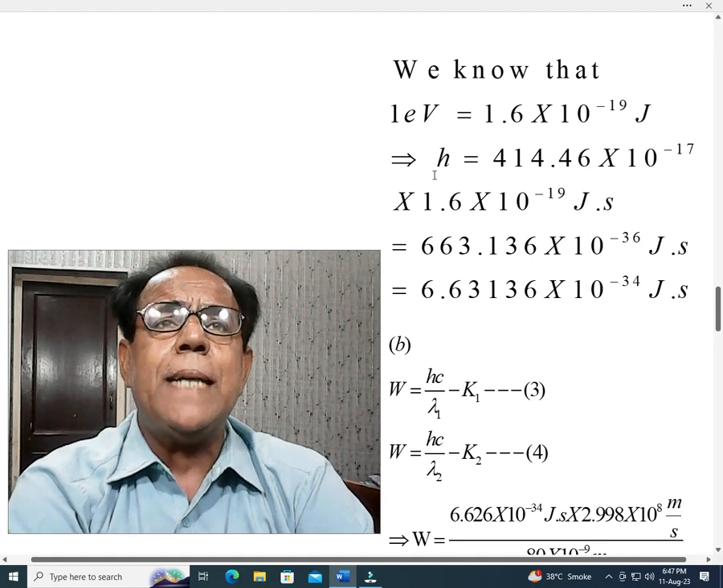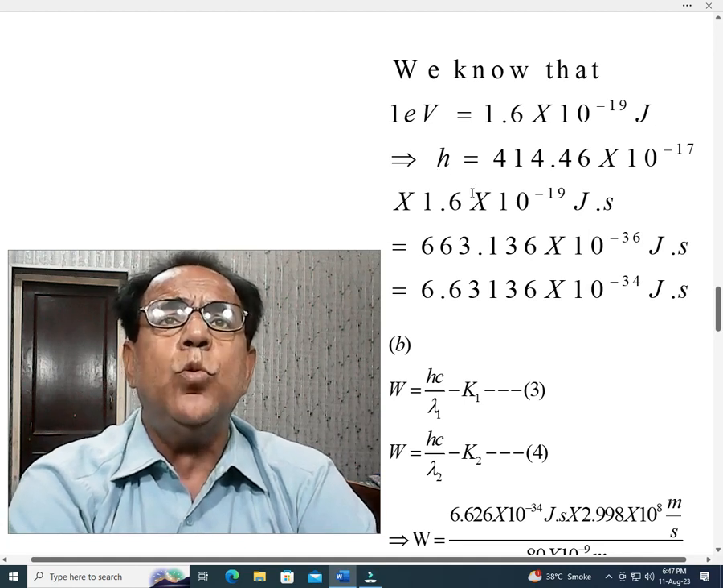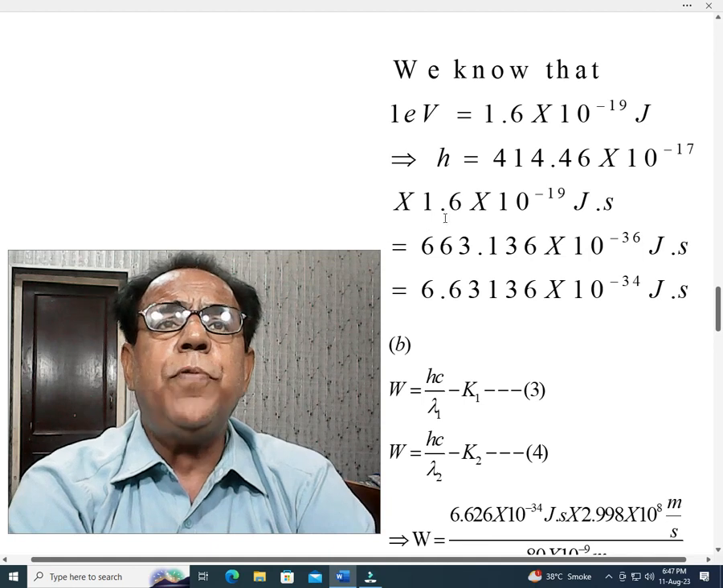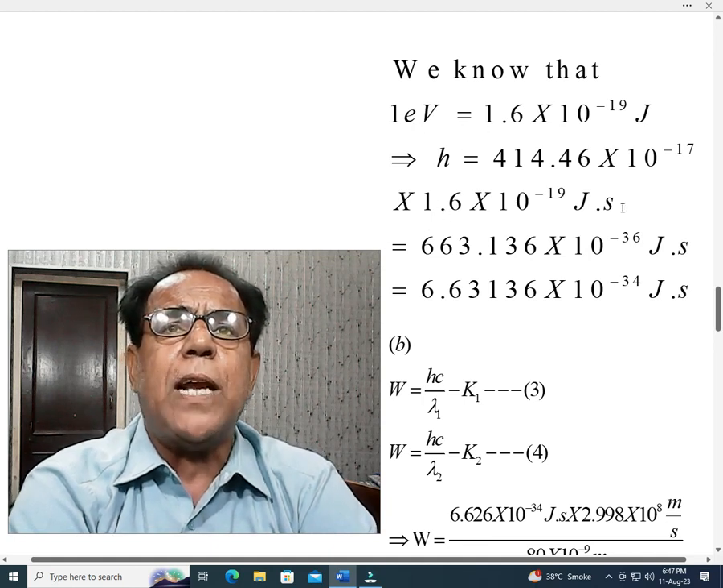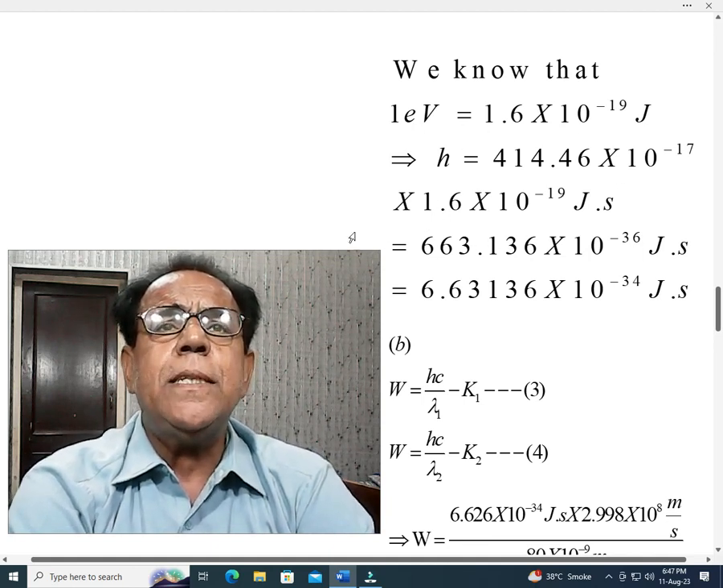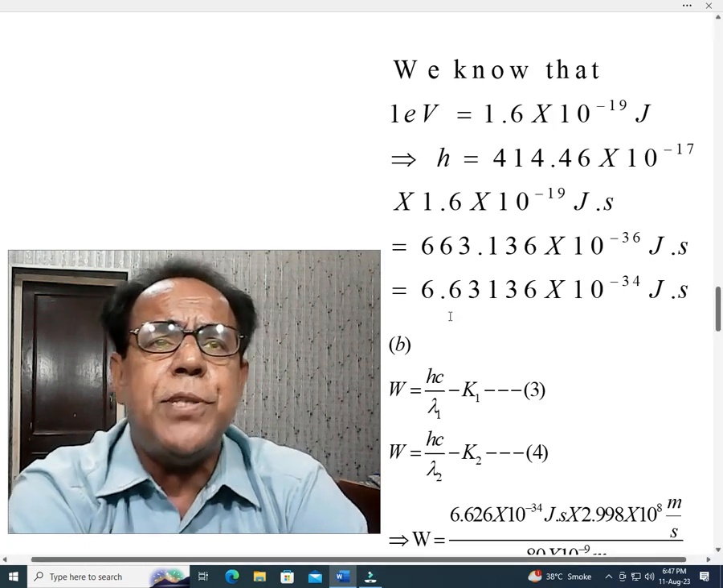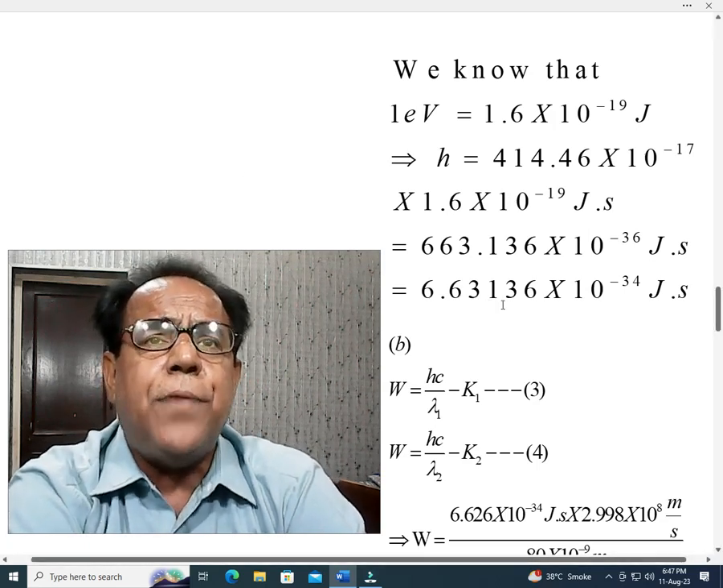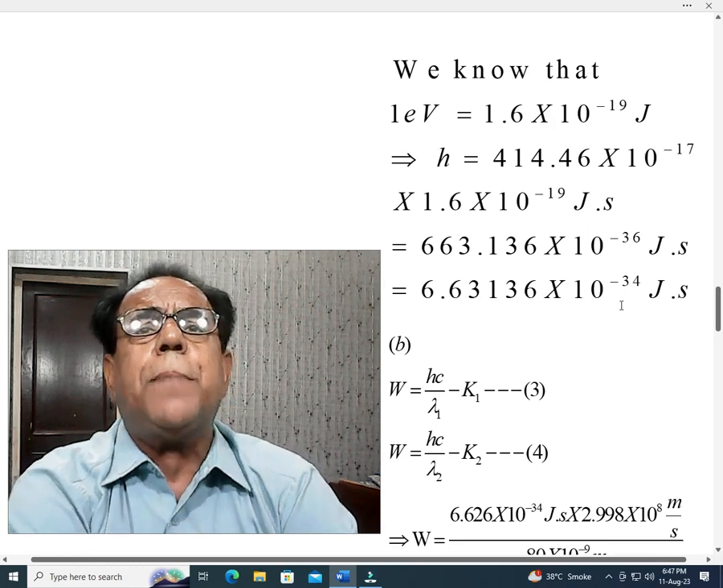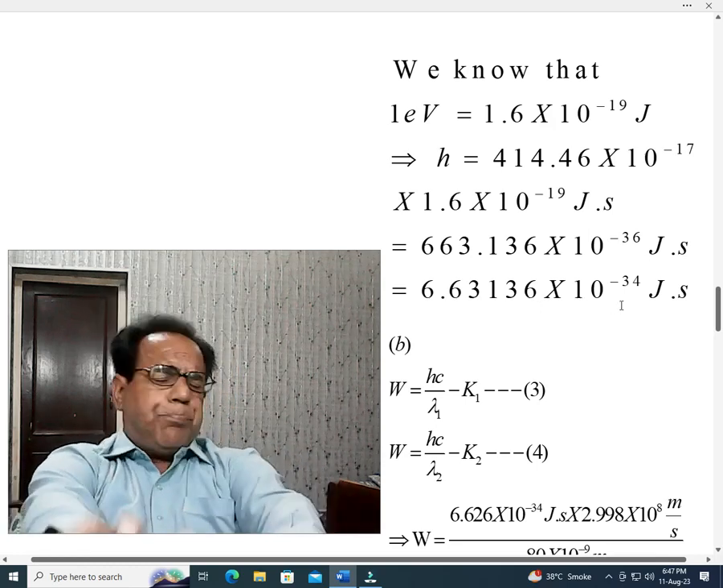This implies that H equals this into, in place of electron volt, we have used its value. So this after simplification becomes equal to 6.63136 into 10 raised to the power minus 34 joule second.